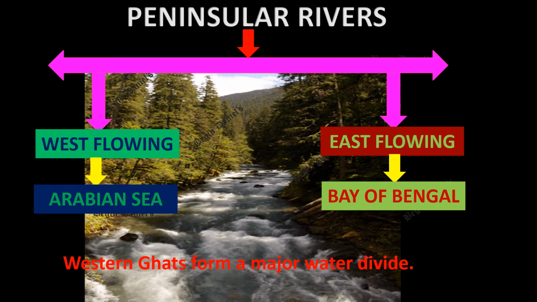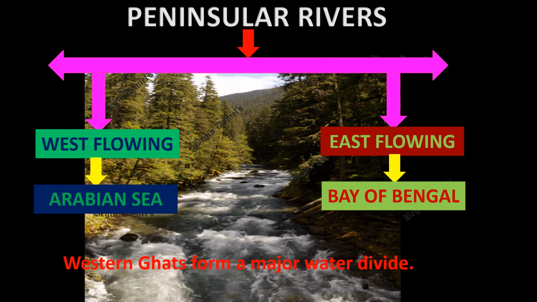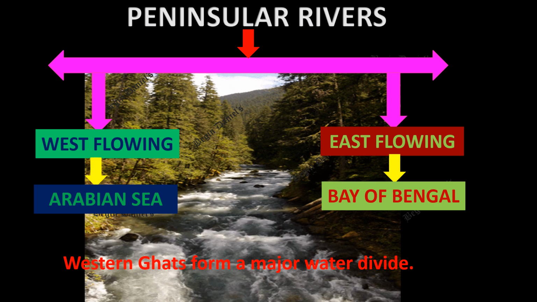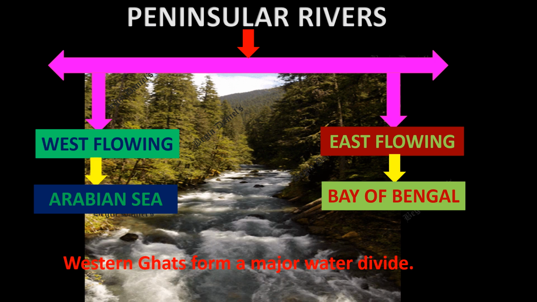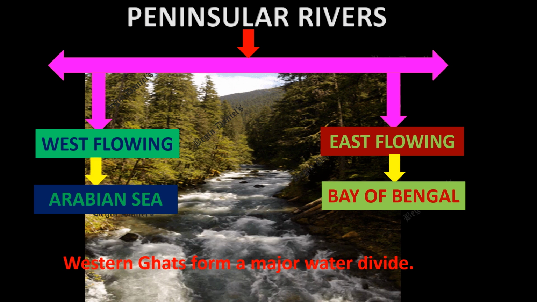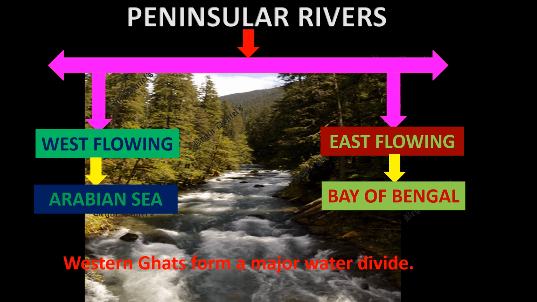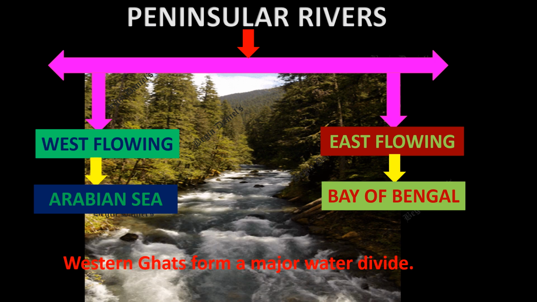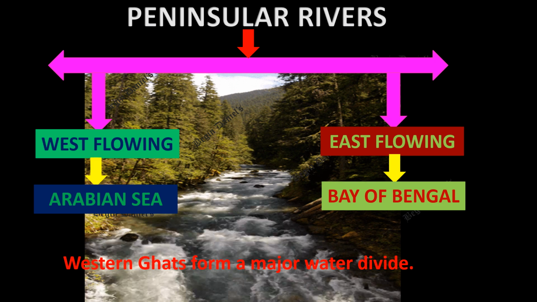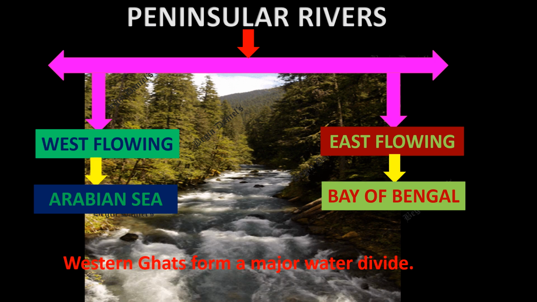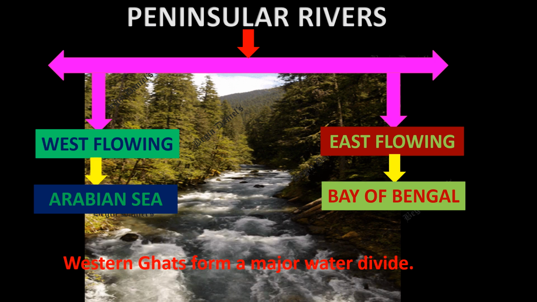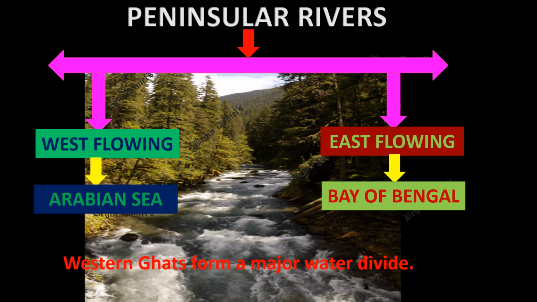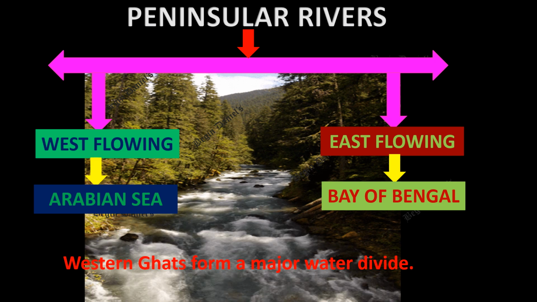Peninsular rivers. It can be classified into two according to the flow of direction: west flowing and east flowing. West flowing meets the Arabian Sea. East flowing rivers meet Bay of Bengal. Western Ghats form a major water divide.